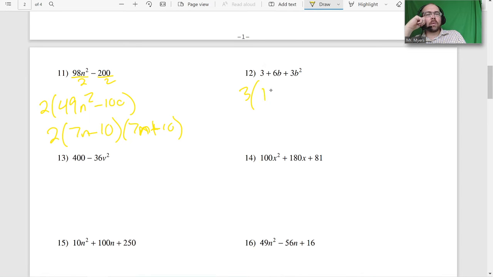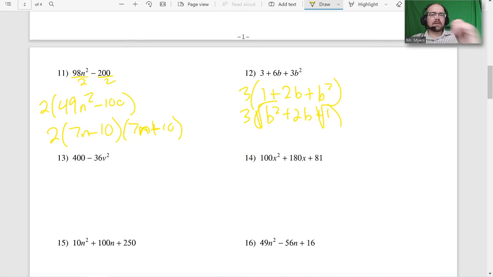If I take out a 3, I get 1 plus 6 over 3 is 2. And then 3 over 3 is 1, so I have b squared. Now, this looks a little weird because it's backwards. So if I rewrite it so that it's forwards, might make a little bit more sense. Probably used to seeing it that way more. And then we can do a trinomial squares thing here. So that's going to be b and 1 and the sign of the middle squared.